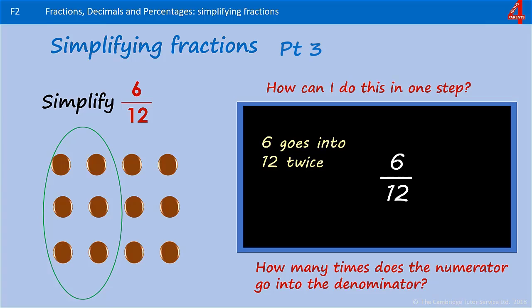That means that 6 is half of 12. If the numerator is half of the denominator, you have a half. So 6/12ths is the same as a half.